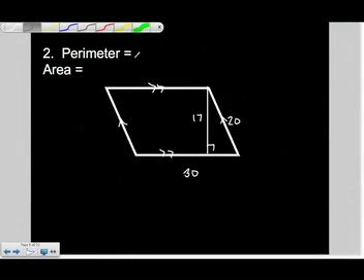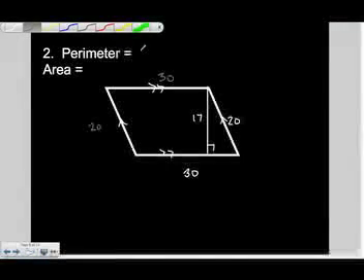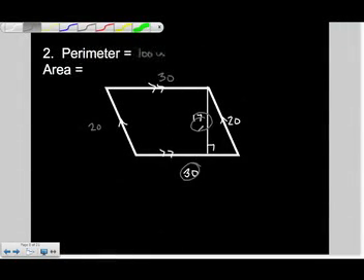Let's say we need to find the perimeter and the area of this figure, this parallelogram. And remember, the opposite sides of a parallelogram are congruent. Therefore, the perimeter is just simply 50 plus 50, which is 100 units. And the area is the base times the height divided by 2. It's 30 times 17 divided by 2. I get 255.